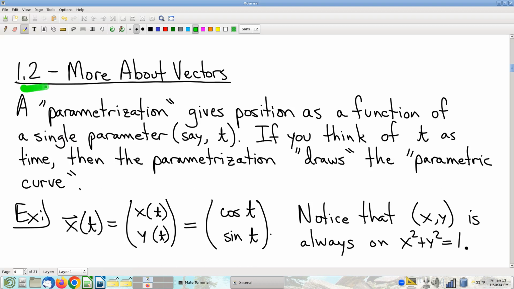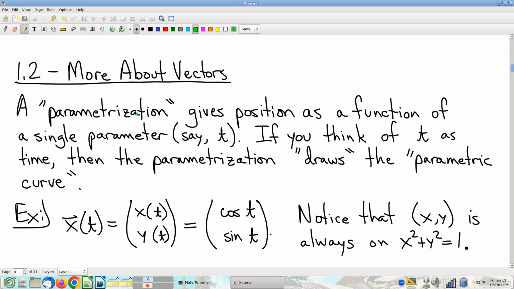1.2. So more stuff about vectors. More stuff, a lot of which I think you've already seen, and y'all can read and review on your own. The main part of 1.2 that I think you might not have seen before is parameterizations, or if you have seen them, maybe you haven't seen them as much as we're going to need for you to know about them. So I am going to talk a lot about parameterizations here. It'll be most of what we're going to do for the rest of today.